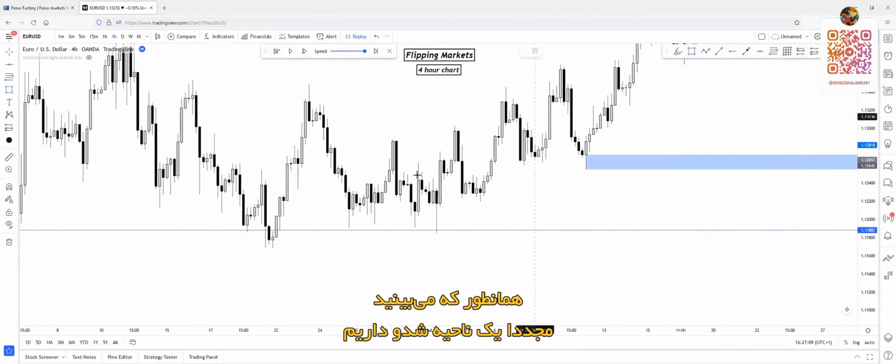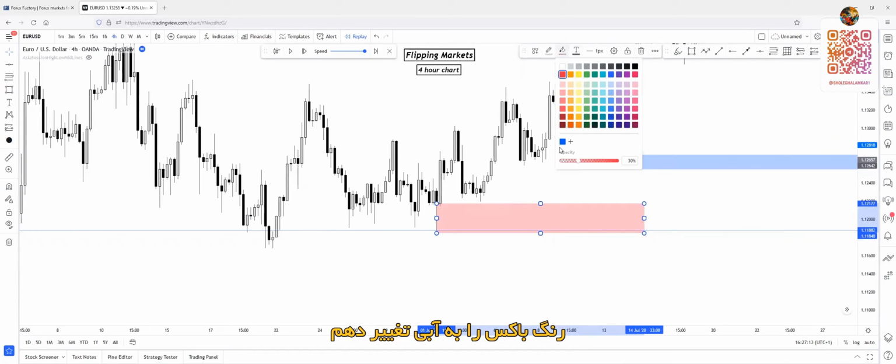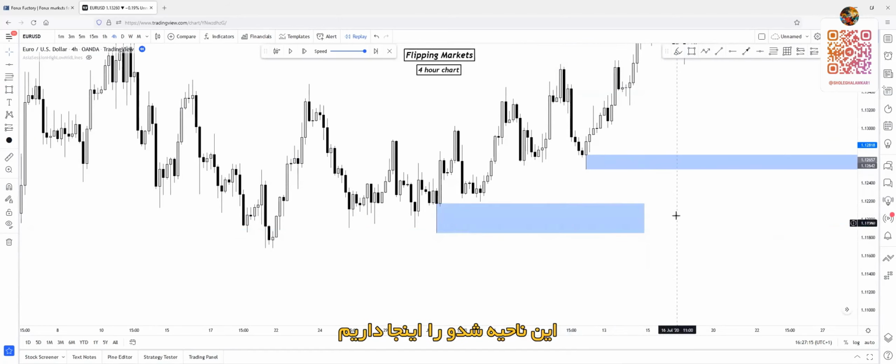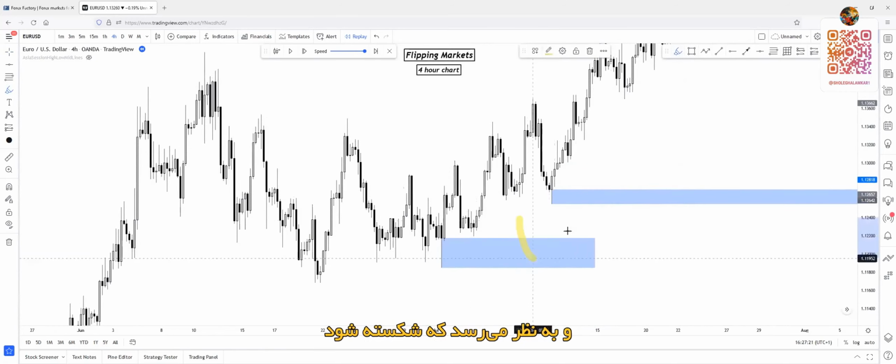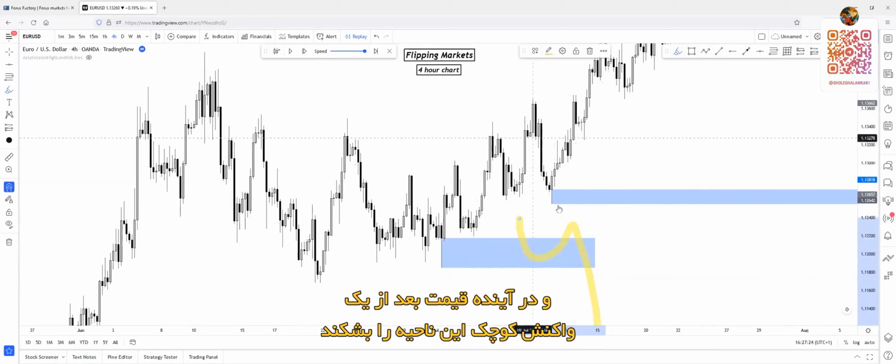As you can see, we have this weak zone again. This one, I will just change the color to blue. So we have this weak zone right here. This isn't the most valuable demand zone again, so more likely it will be broken, and price will break through this demand zone after the reaction.